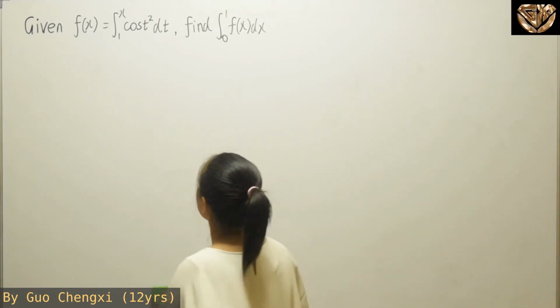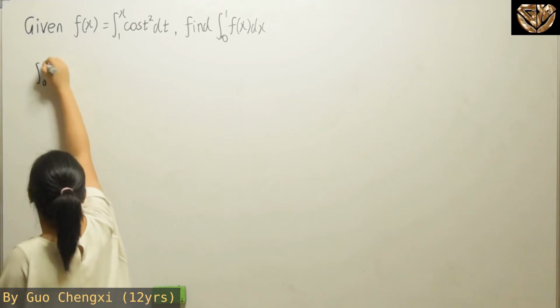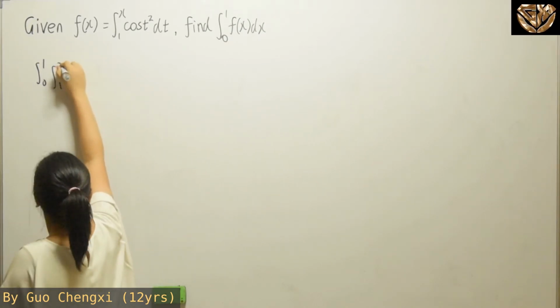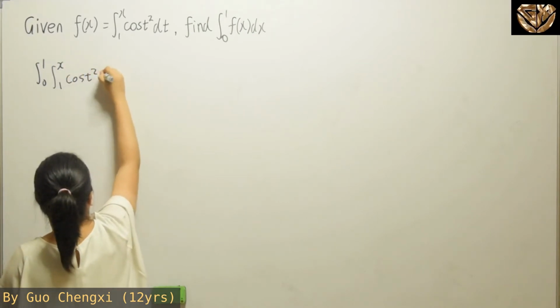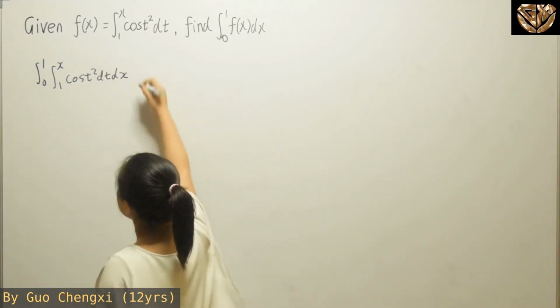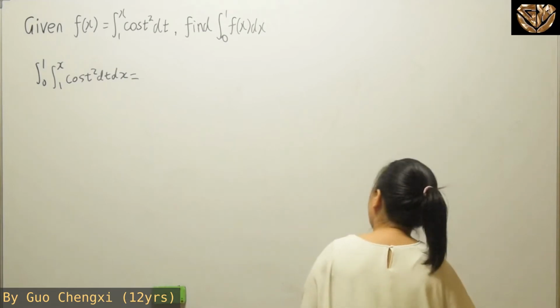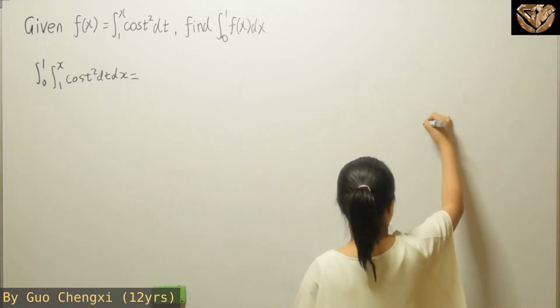Okay, so the question over here is basically from 0 to 1, and then integrate over here from 1 to x of cosine t squared dt dx. So we already know the boundary. Well, does that mean that we don't have to draw the graph? Well, we will still draw the graph and you'll see.